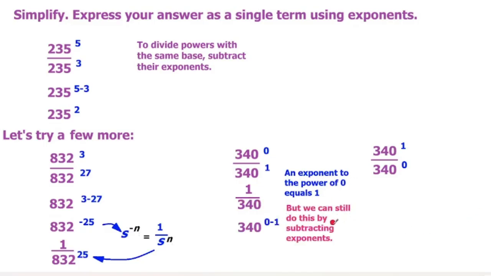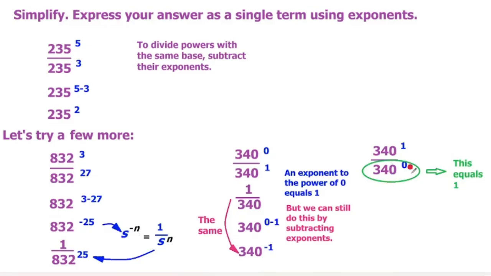But we can still do this by subtracting exponents. So we do 340, 0 minus 1. 340 to the power of 0 minus 1 leaves us with 340 to the power of minus 1. But this is exactly the same, right? Because if we follow this the other way around, we can rewrite this with a negative exponent. Okay, now let's do this one.